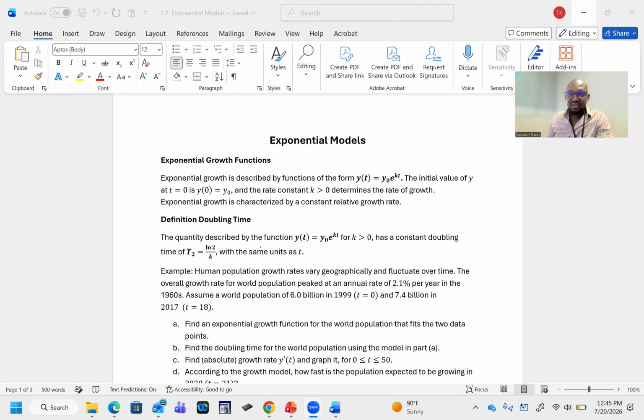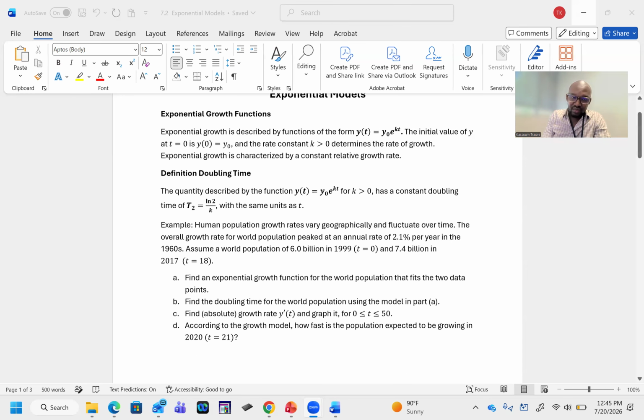So again, this is just coming from this formula. If you double y0, this would be 2 y0, and if you solve for t, you see t would be ln of 2 divided by k. So that's the doubling time. So let's go ahead and jump in and solve this example.